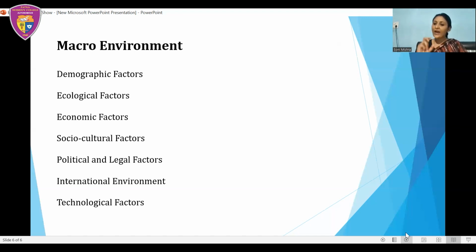Those companies who actually give timely responses to these factors will survive and flourish day by day, and those who have failed to cope up with all these changes will not survive in the market in today's scenario, right?